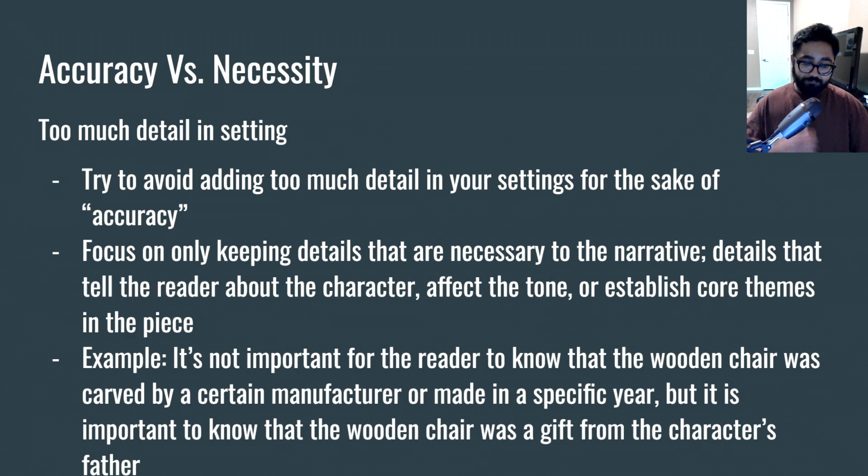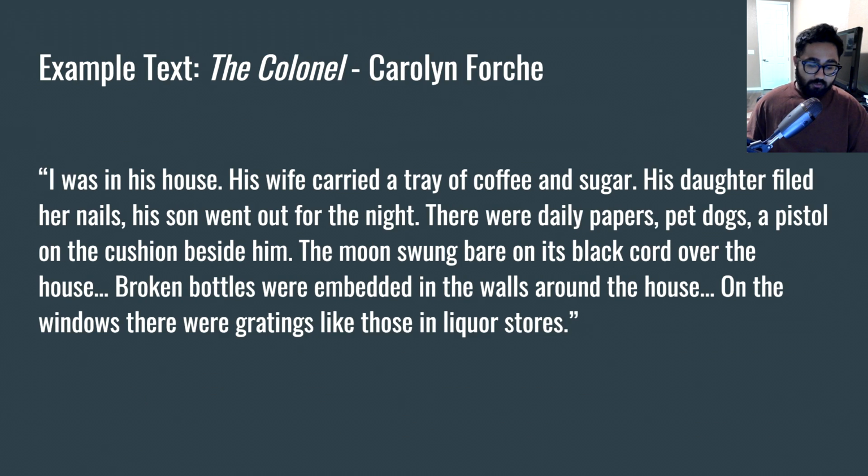All right. Now we've covered definitions and hows and whys and the goods and the bads. Let's see how all of this is utilized in a story. We're going to be looking at two examples of really effective setting that reveal details about the characters, and analyze and dissect, and we're going to do all that good stuff. The first example is going to be from Carolyn Forché's The Colonel.